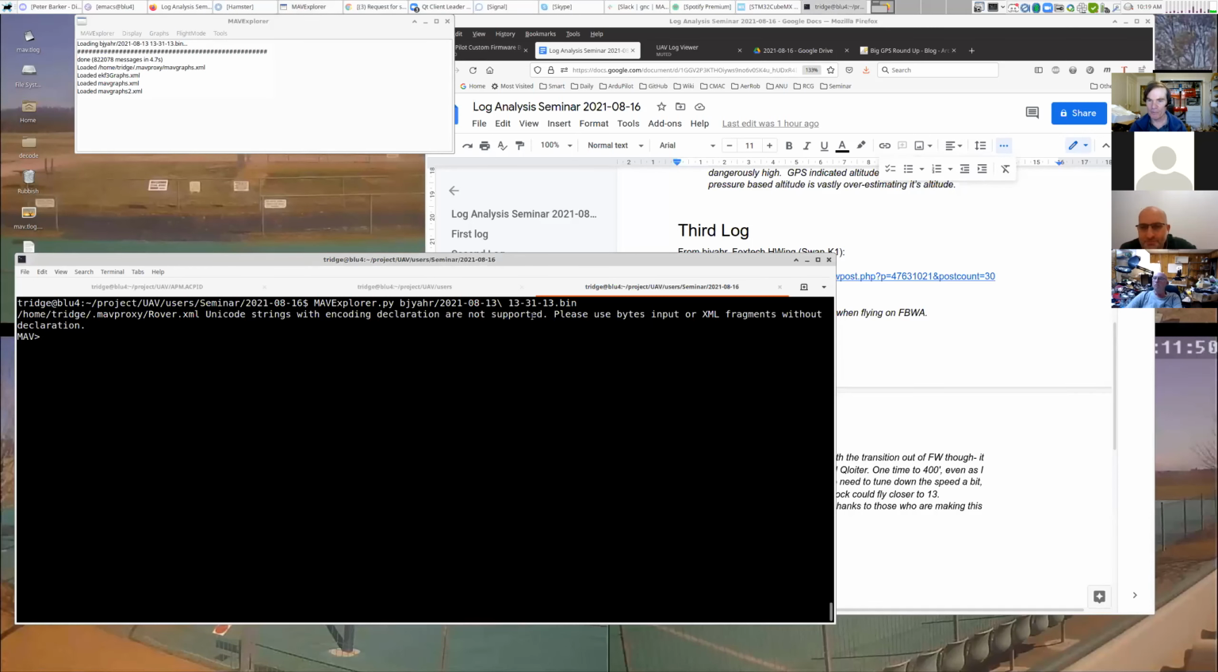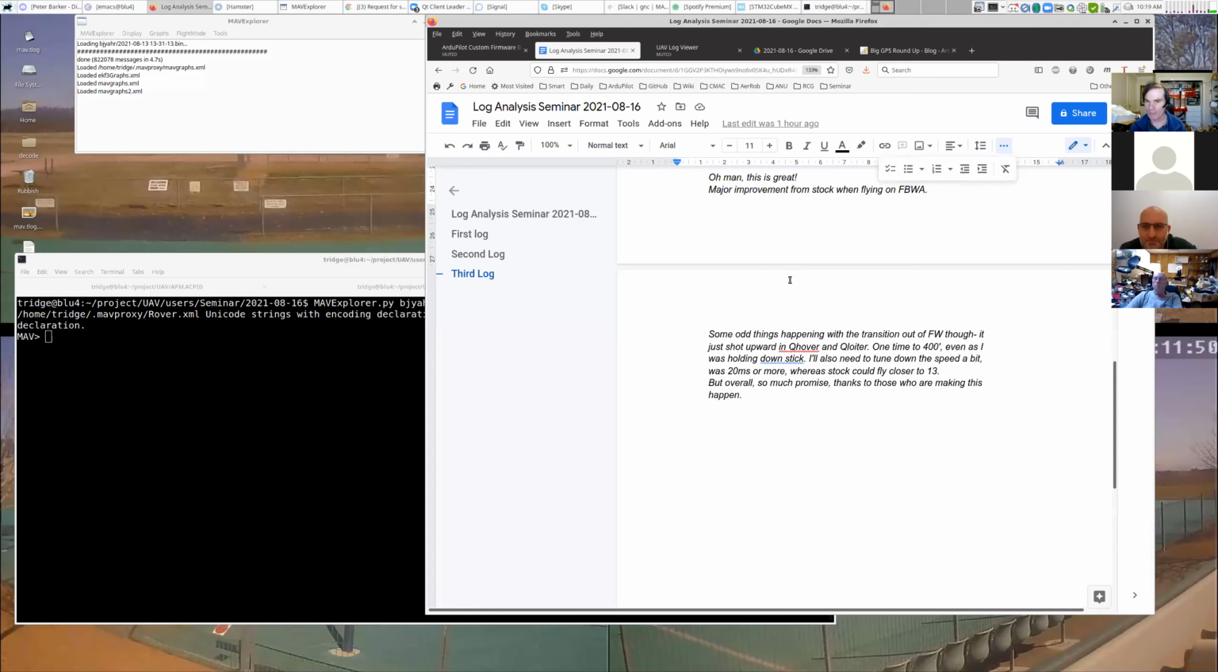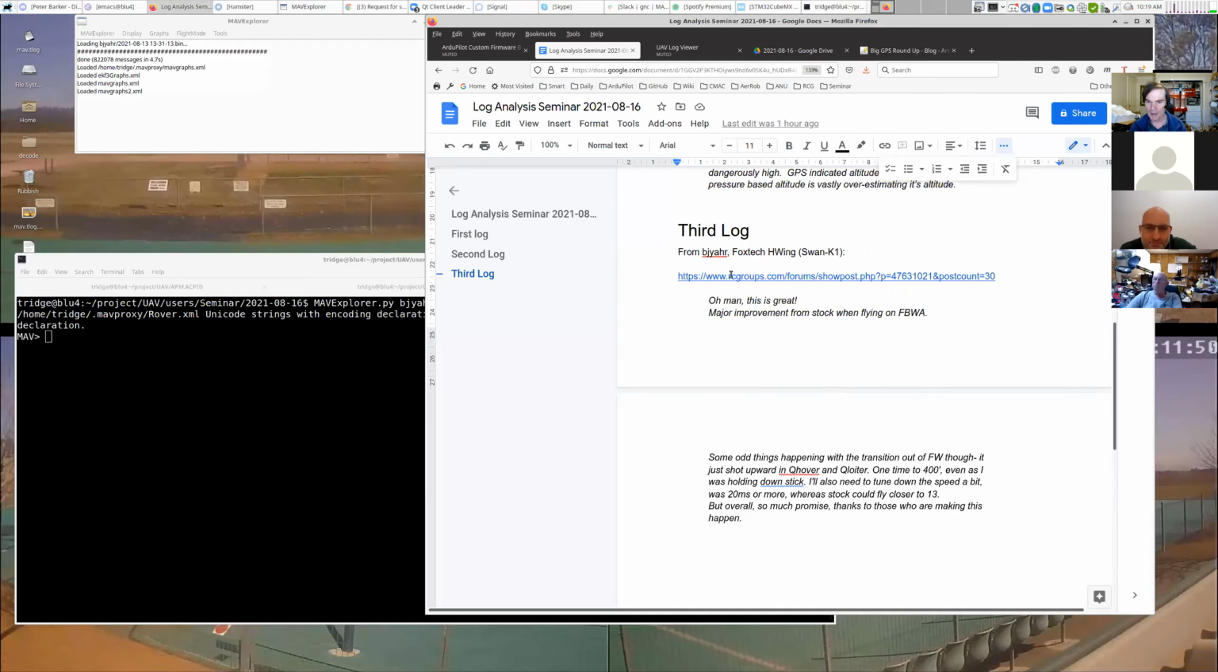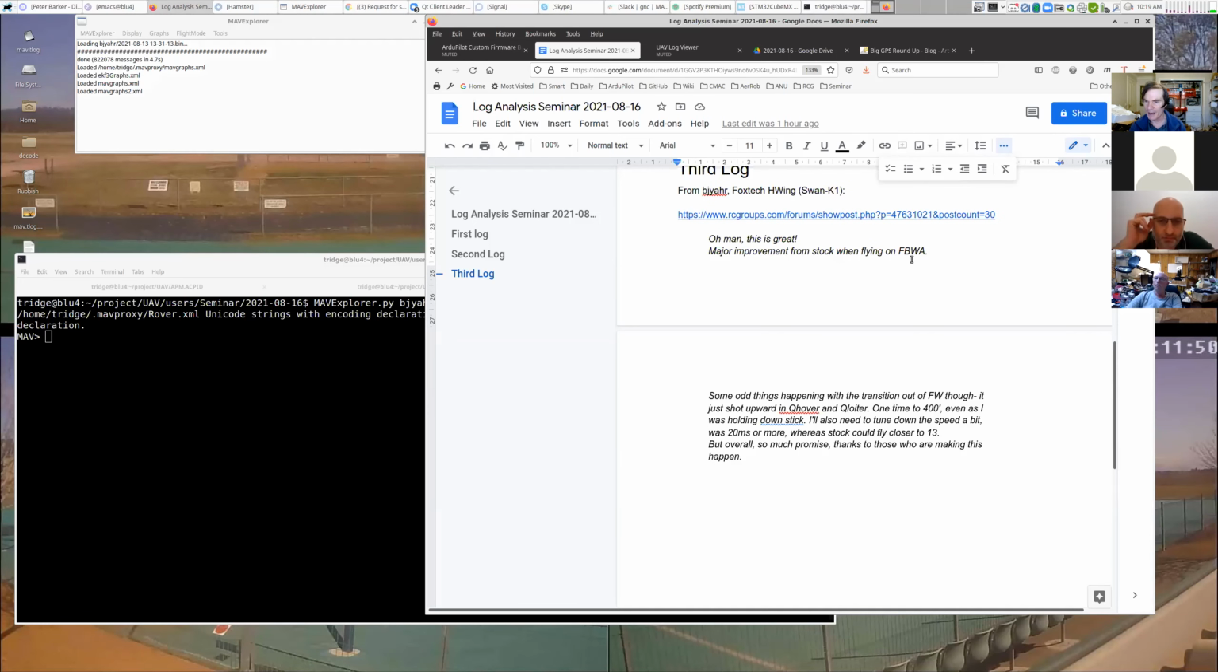Okay, so if we have a look at the report we got back, he was comparing it to flying the same aircraft on PX4, because this aircraft has a bug in that it comes with PX4 installed, so we have to fix that, of course. And so now it's running ArduPilot, and this was one of our brave testers of the ArduPilot port to this aircraft. And he is saying it's great, a major improvement compared to the PX4 stock firmware.